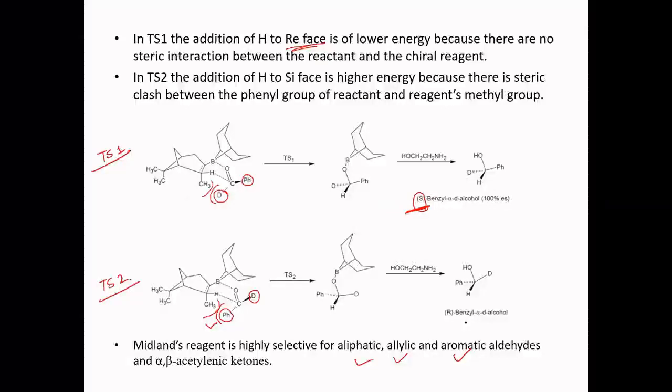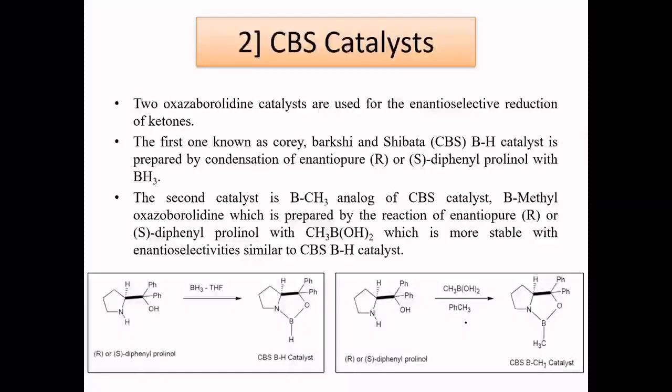Okay, I'm going to talk about one more catalyst. This is called a CBS catalyst. We can use this CBS catalyst also for the reduction of the prochiral ketone or aldehyde. The CBS catalyst was prepared by three scientists, Corey, Bakshi, and Shibata, and from their names the name of the catalyst has been designed. That is the CBS catalyst. Now the CBS catalyst is of two types.